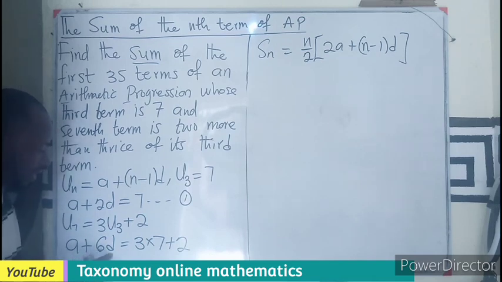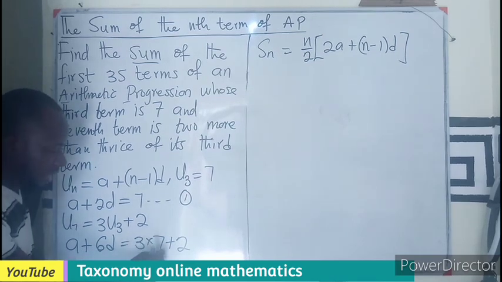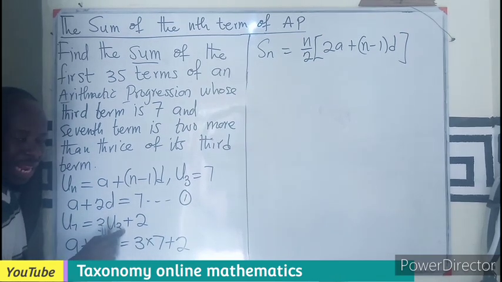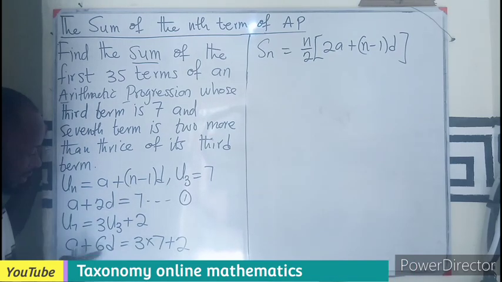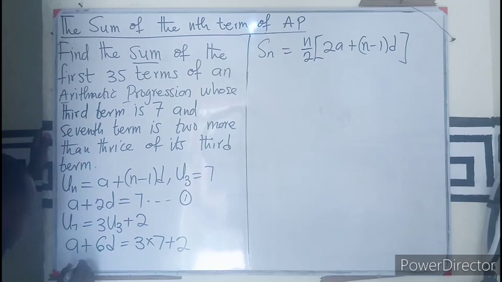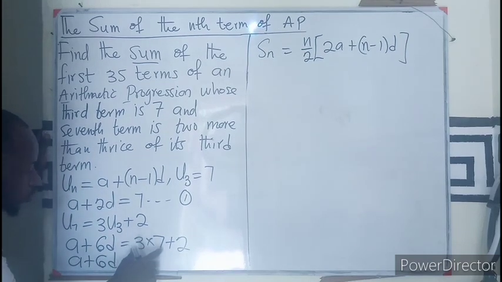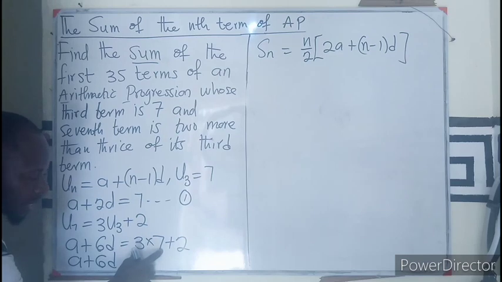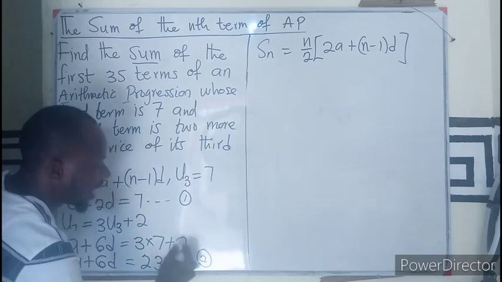The a plus 6d is referring to the seventh term, which is the u7. Then 7 here also refers to what? The third term, which is the same thing as this. So we can rewrite this to have a plus 6d equals 21, as in this multiplication, plus this, that will be 23. And that gives us the second equation.